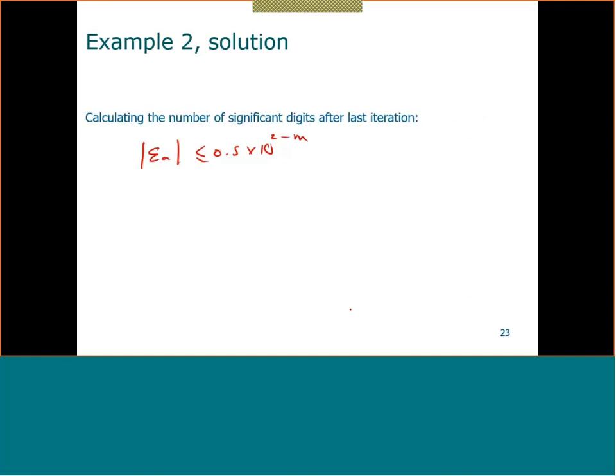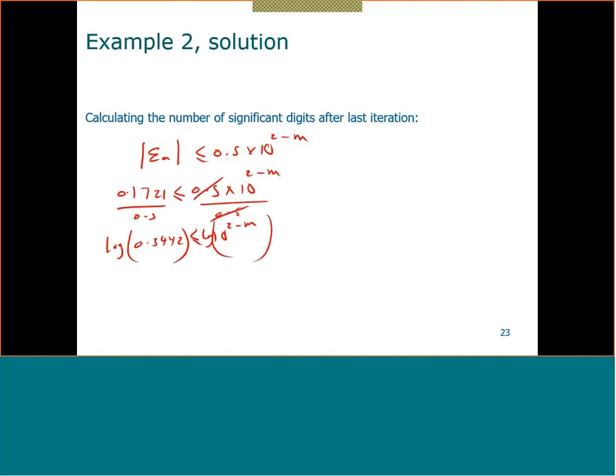I want to solve for m. Let me divide both sides by 0.5. So this will cancel, and we'll have here 0.3442 less than or equal to 10 to the 2 minus m. Let me take the log of both sides. So your log of 3.442 is less than or equal to 2 minus m. From this, your m will be less than or equal to log 2 minus log of 3.442.